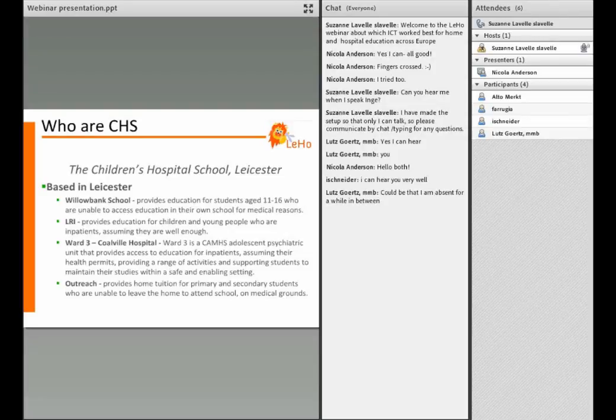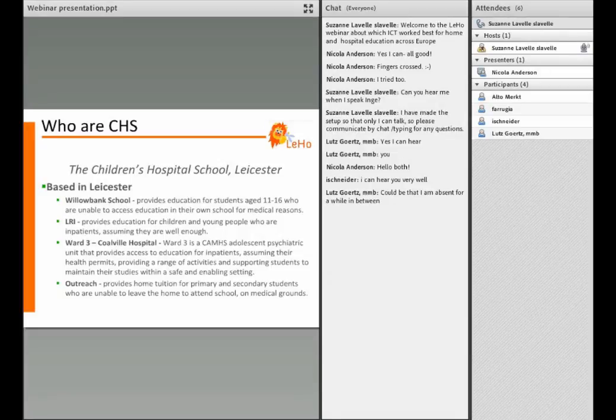The Children's Hospital School in Leicester is the only UK partner that's taking part in the Lavelle project. The school obviously is based in Leicester in the UK. It has four different types of units, although three different locations. The first one is at Willowbank School, and that is an actual small school that provides education for students who we would say in the UK are secondary school level, who are unable to attend their own education for medical reasons. So they have to have a medical reason to be referred to the school. Their parents can't refer them, they can't self-refer, their teachers can't refer them. It has to be a medical referral.